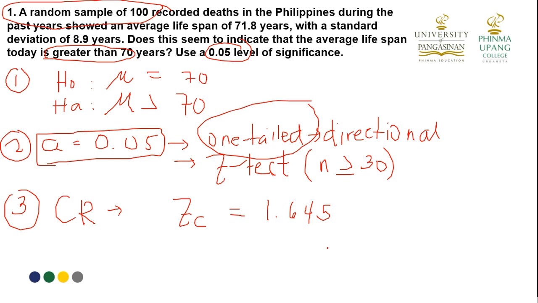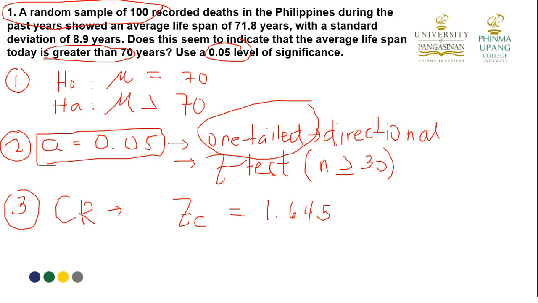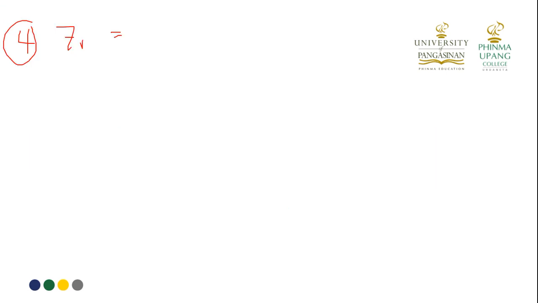Next, number 4. In number 4, we're going to find the Z value. Greater than is the only indicator there; less than is not included. So the z value is x bar minus mu, all over the population standard deviation over the square root of n, since n is large and the standard deviation is known.